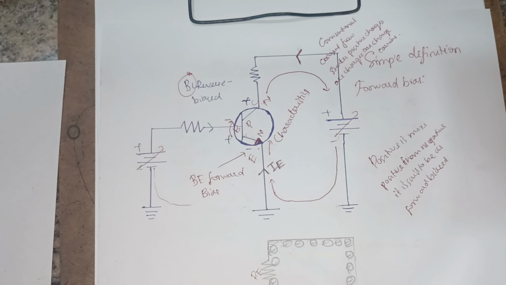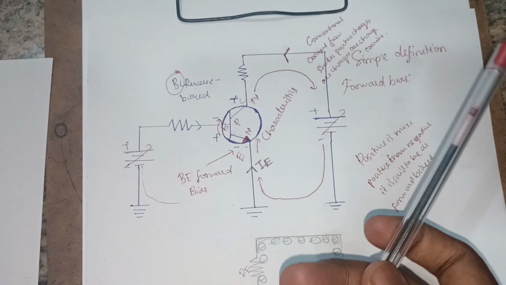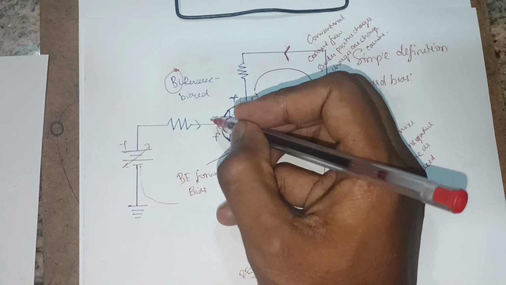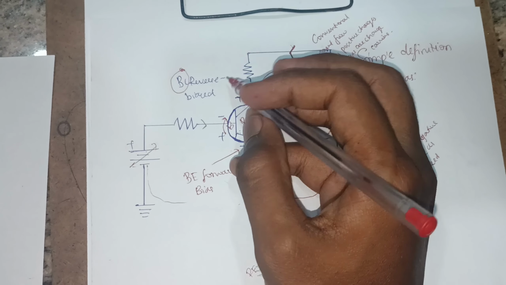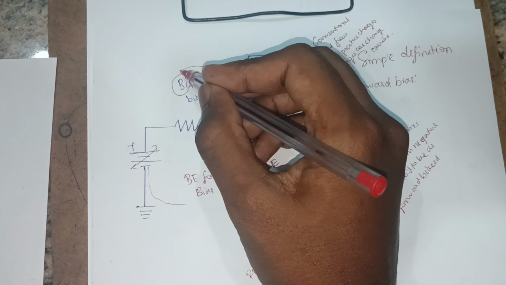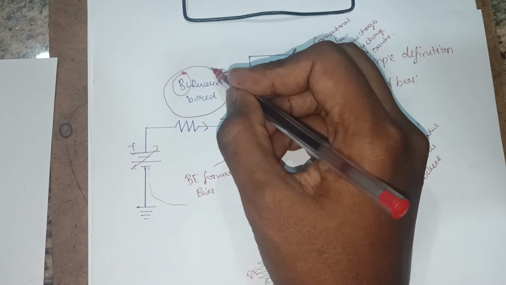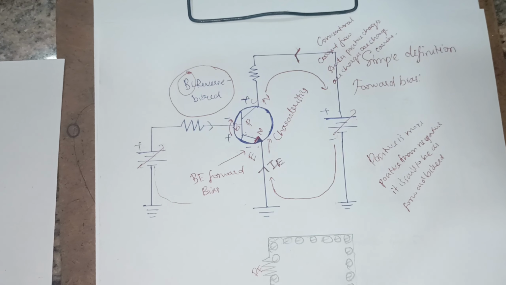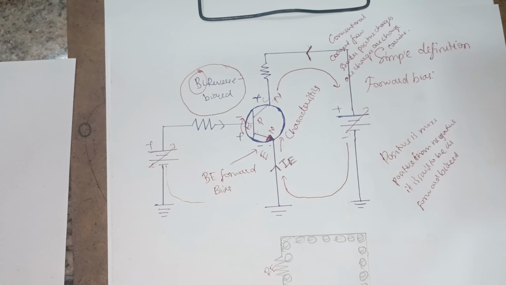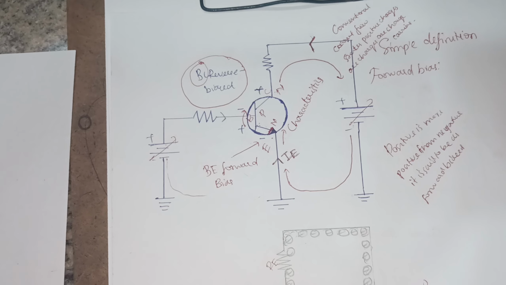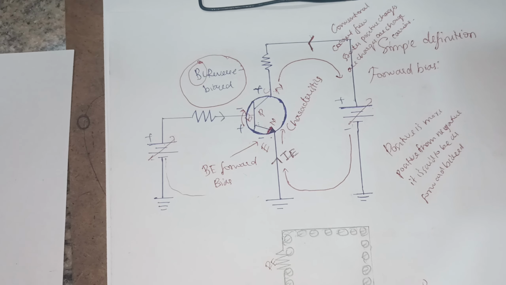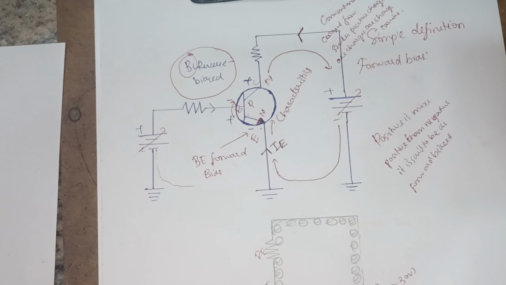So here is the explanation. Here positive is connected to negative, and negative is connected to collector positive. So it is in reverse bias. So the BC, base collector junction, is reverse biased here. That we can understand from this diagram. I will explain how the electron flow is in this circuit. So let's have a look at it here.